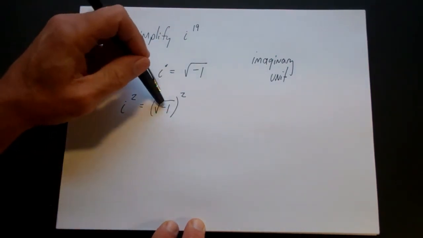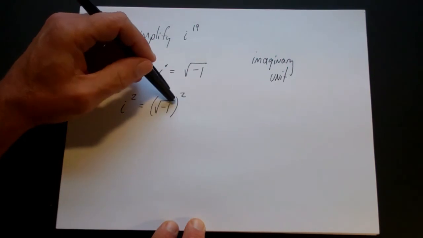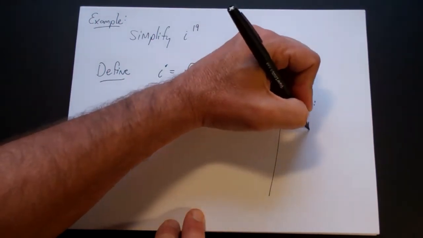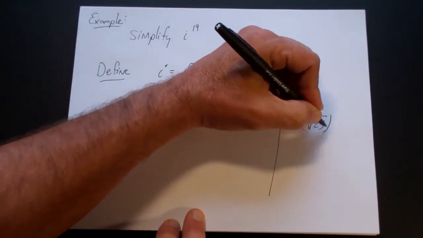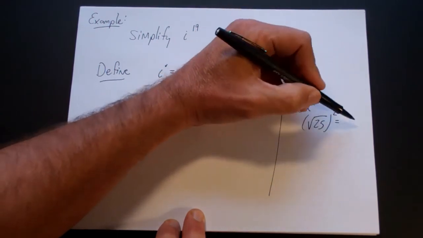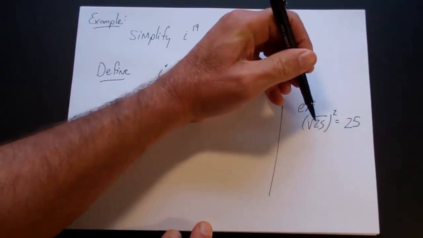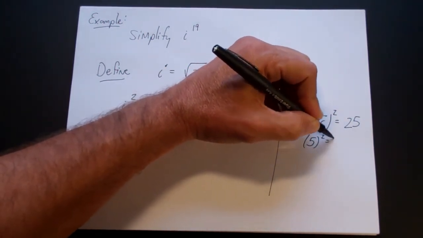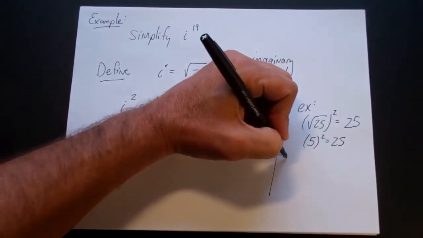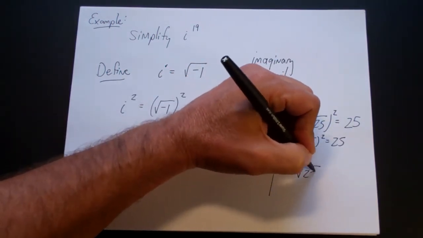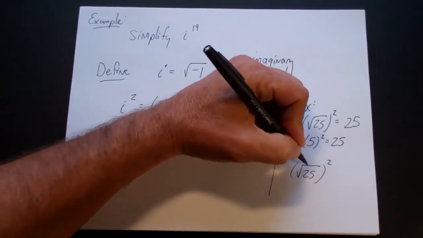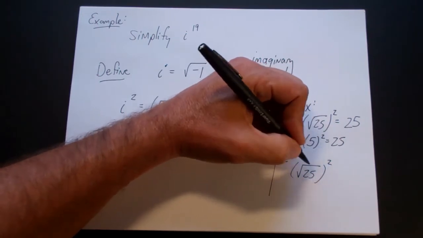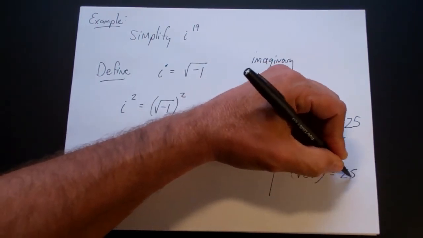Now, square roots and squares are called inverse operations. So, for example, let's do a simple aside here. If you have the square root of 25 squared, that's just 25. There's two ways to think about that. The square root of 25 is 5, and 5 squared is 25. Or you can think about the square root and the square as inverse operations. They're opposite operations, so they cancel each other out, and you get 25.